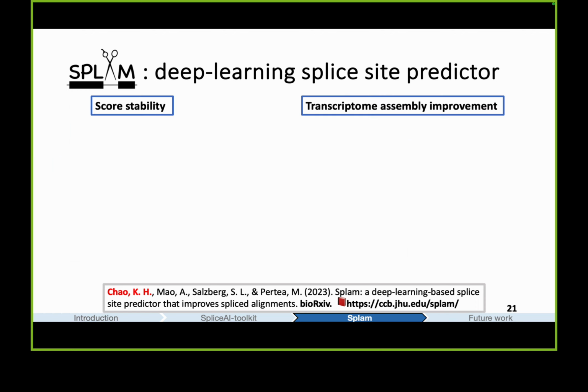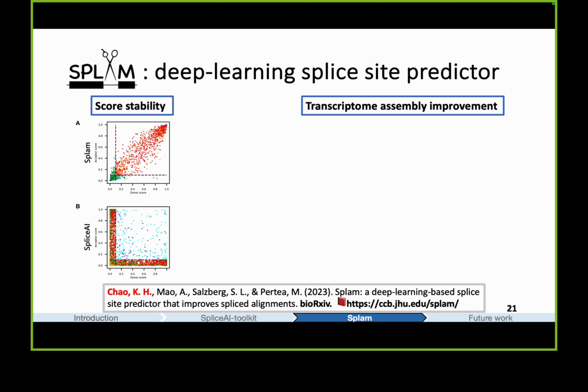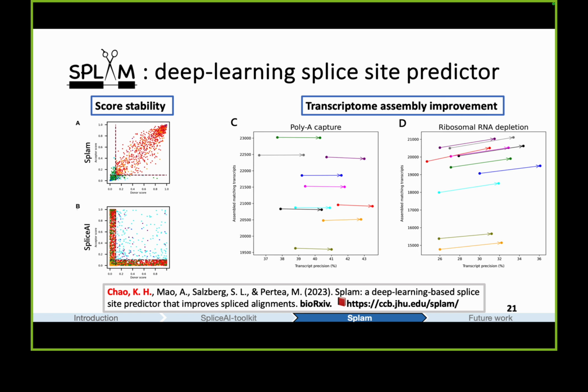So for Splan, we show that the score-wise is more stable compared to SpliceAI. And also, we simply use the Splan score to remove some spurious spliced alignment, and actually it can improve transcriptome assembly.